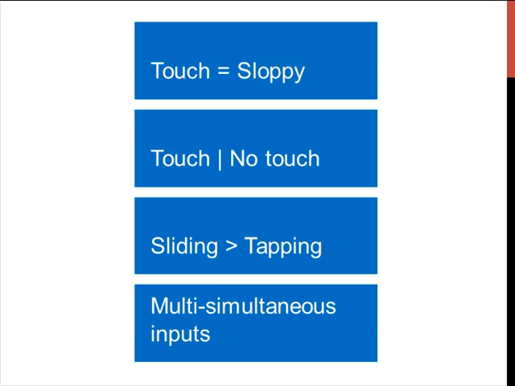Another potential problem is the difference between sliding and tapping, because in order to slide, you need to tap the screen as well. And then also there's a multi-simultaneous input. So if we touch with 4 fingers, then we need to make sure that the application doesn't crash and that it actually is important that it can cater for that. So you need to make sure that you know these kind of constraints when you're building a touch-first application.